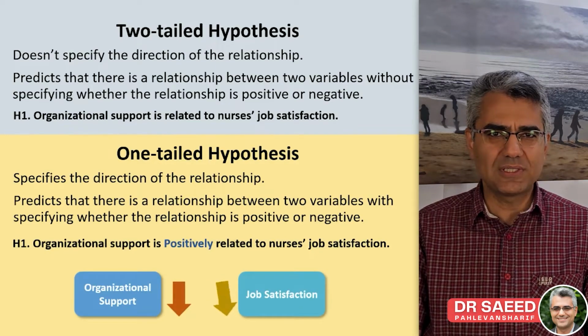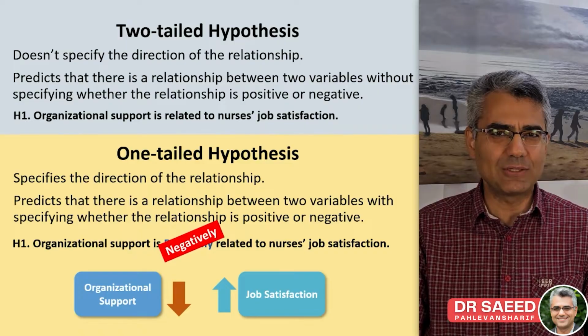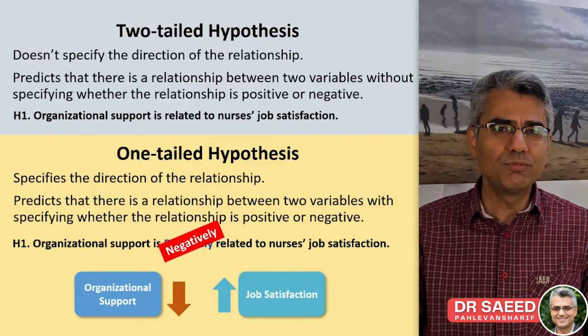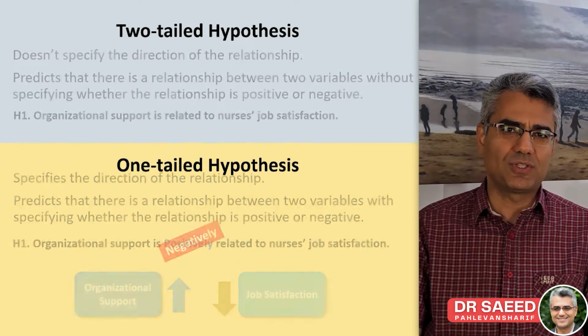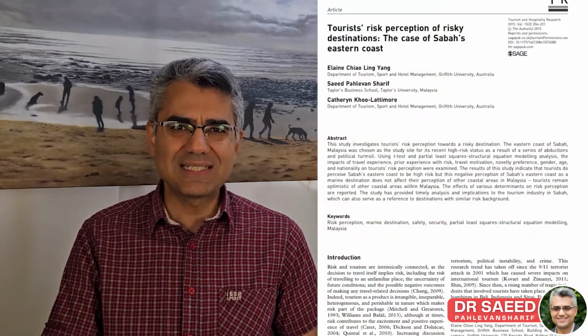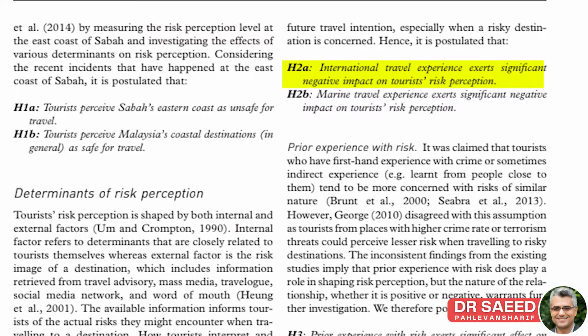Or maybe you want to state the hypothesis as H1, organizational support is negatively related to job satisfaction. This means you predict that organizational support and job satisfaction move against each other. So if one increases, the other one will decrease and vice versa. An example for one-tailed directional hypothesis can be the hypothesis we stated in our paper published in Tourism and Hospitality Research. For example, the second hypothesis in our paper is H2A. International travel experience exerts significant negative impact on tourists' risk perception. This hypothesis not only predicts a causal effect, it specifies the direction of the change, which is a negative impact.